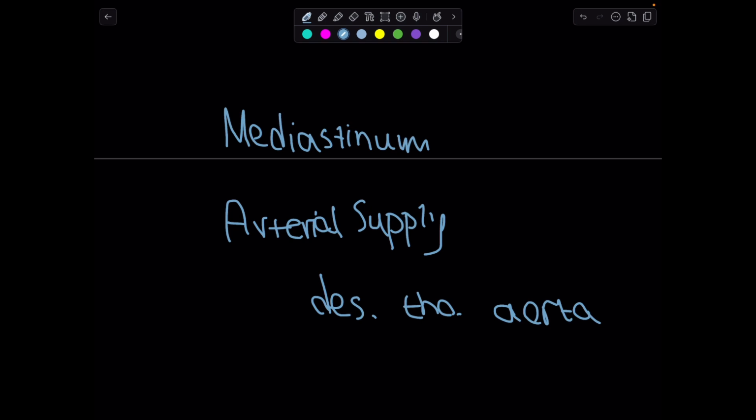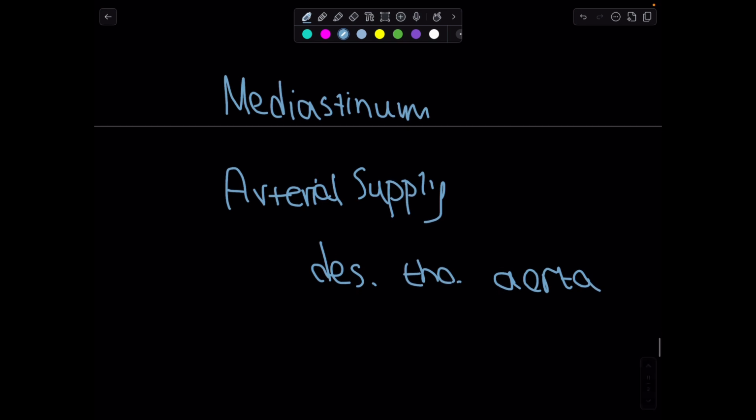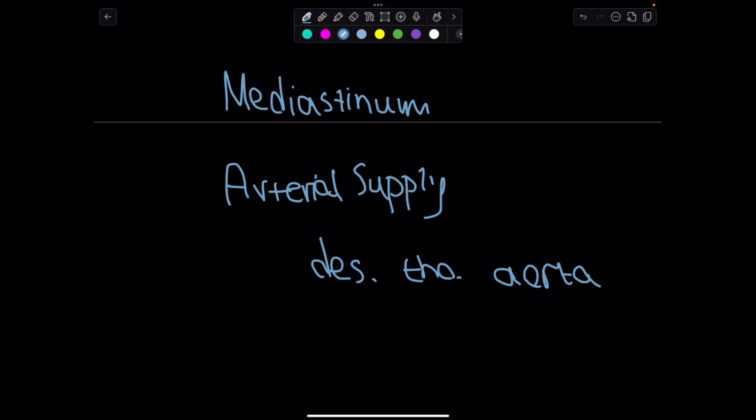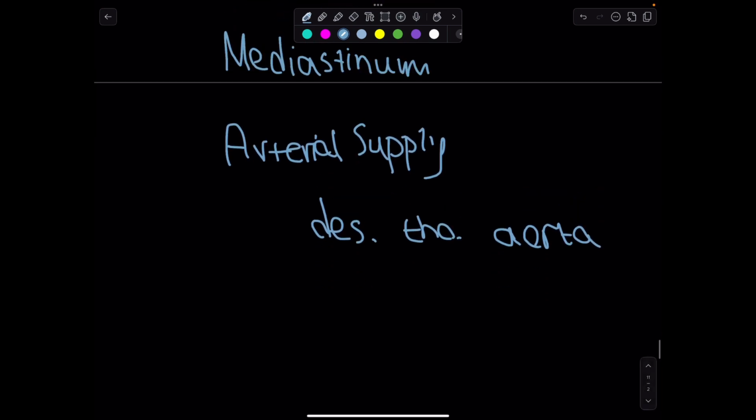Okay, so the descending aorta. And we have some paired branches of the descending aorta. If we could kind of talk about them, understand why there are these paired branches there and unpaired ones.